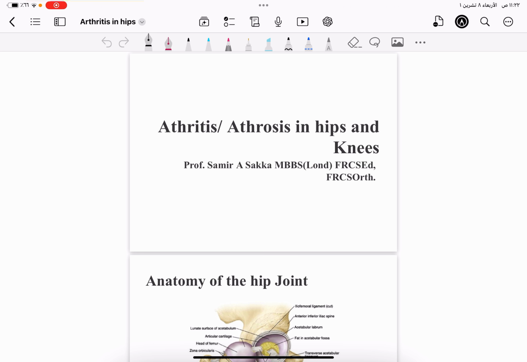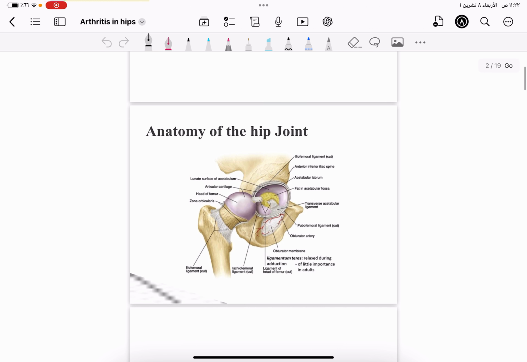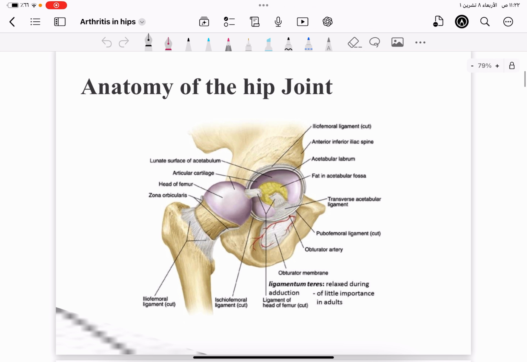Always we start with the anatomy, and you have to revise the anatomy of the hips. You've got the labrum, the acetabulum, the head, the capsule, the ligaments, and then the blood supply. That's all you have to know. It's a synovial joint, with the synovium around it and the cartilage inside. What type of cartilage? Hyaline cartilage, a specific cartilage.